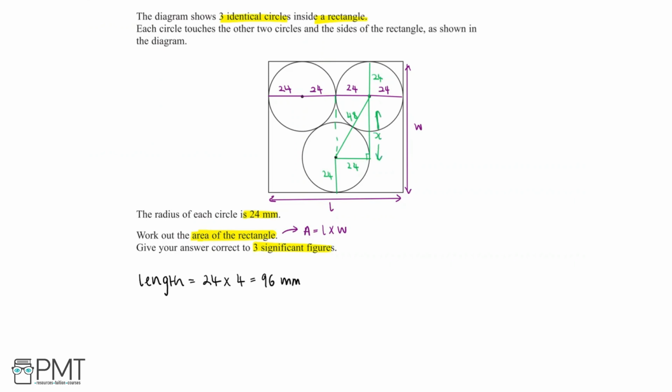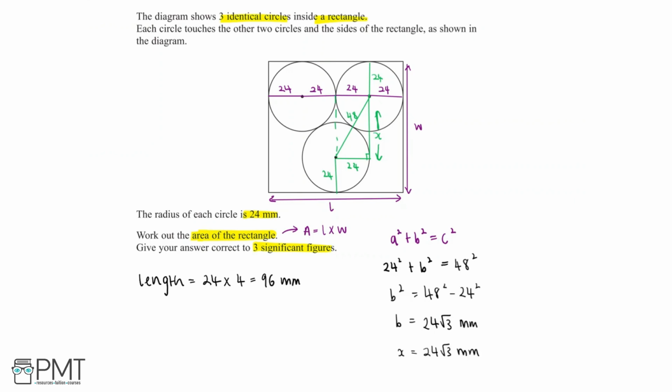Now we can use Pythagoras in order to find this. Pythagoras' theorem states that a squared plus b squared equals c squared, where c is the length of the hypotenuse of the right angle triangle. So we can now say that 24 squared plus b squared is equal to 48 squared. So b squared equals 48 squared minus 24 squared. And so plugging this into our calculator, we can see that b is equal to 24 root 3 millimeters. And we should always leave our answer in surd form until the very end.